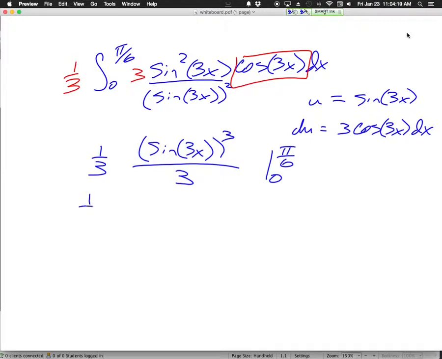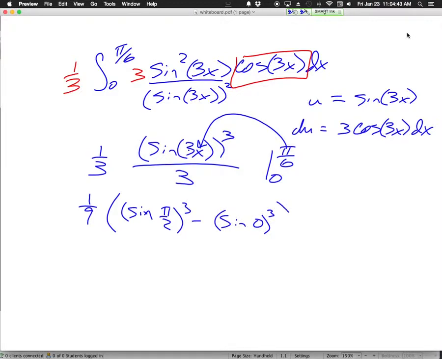So we're looking at 1/9 on the outside, and then I'm plugging in pi over 6 and 0. If I plug in pi over 6, 3 times pi over 6 gives me sine of what? Pi over 2, that thing is cubed, minus sine of 0, that thing is cubed. What's sine of pi over 2? 1, and 1 cubed is 1. What's sine of 0? 0, and 0 cubed is 0, so we end up with 1/9.